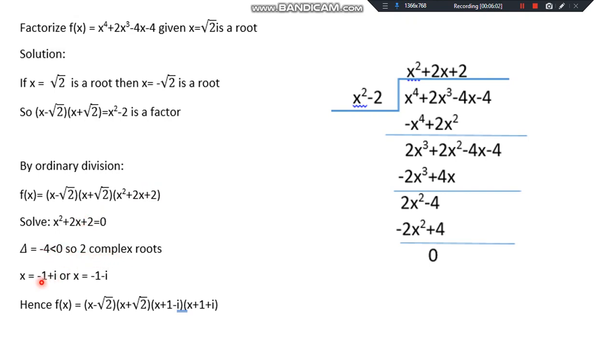So if you do it, it's minus b. Let me do it step by step. If you want to use delta prime, you say minus b prime, plus or minus root minus 4, it means 2i, over 2. So I have two roots. One of the roots is minus 1 plus i and the other one minus 1 minus i. So if I want to factorize it, you have x minus root 2 into x plus root 2 into x plus 1 minus i, as you can see here, into x plus 1 plus i. So that's it.